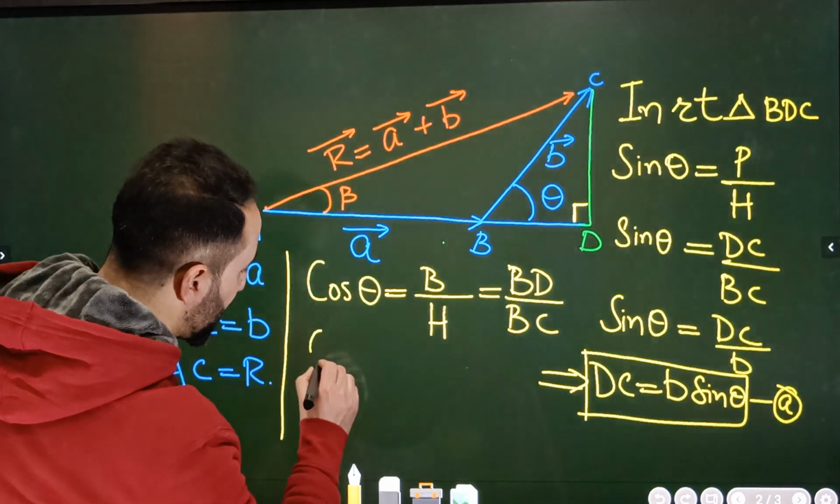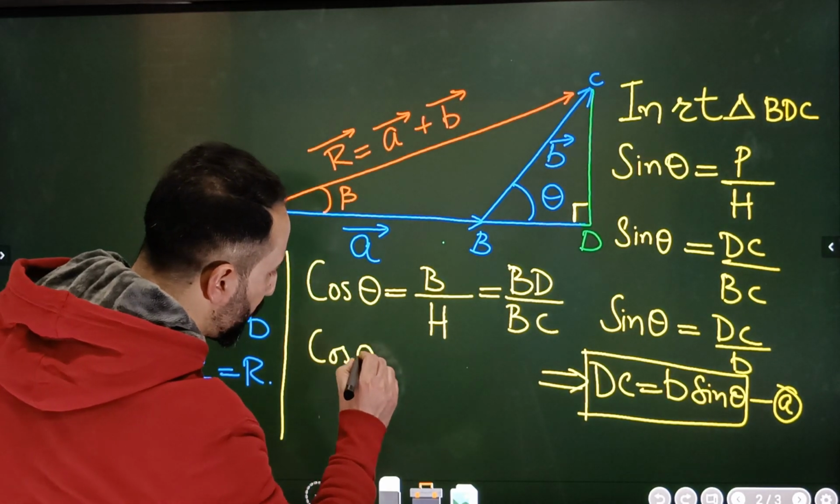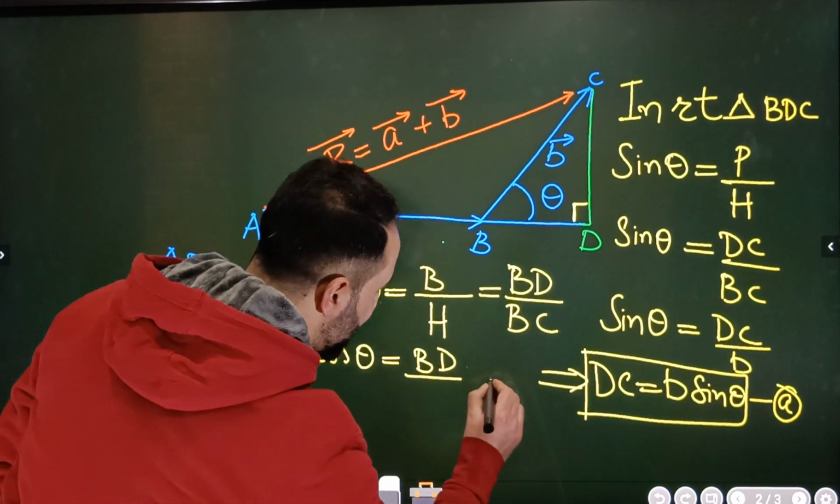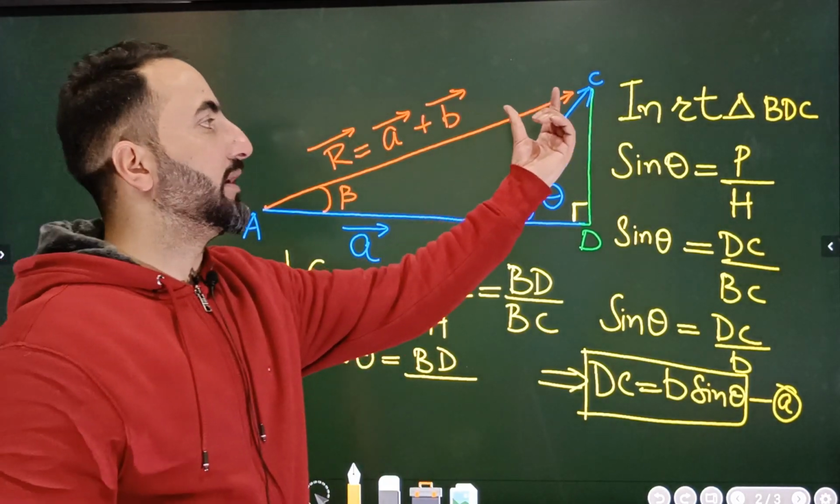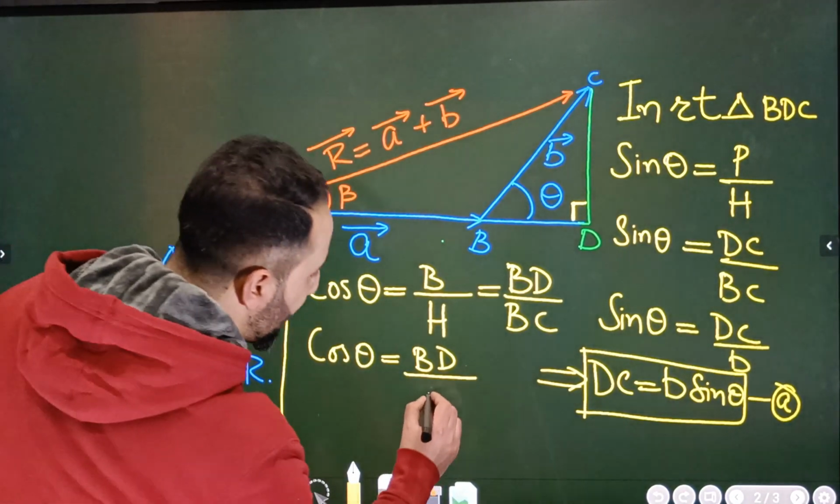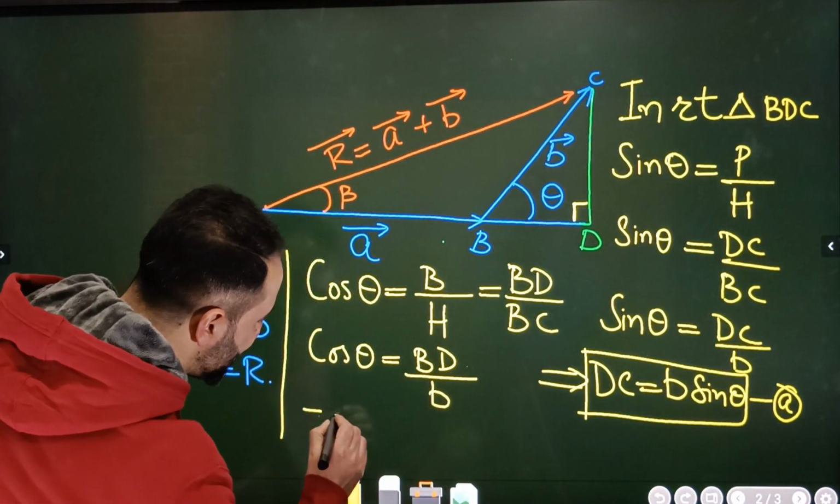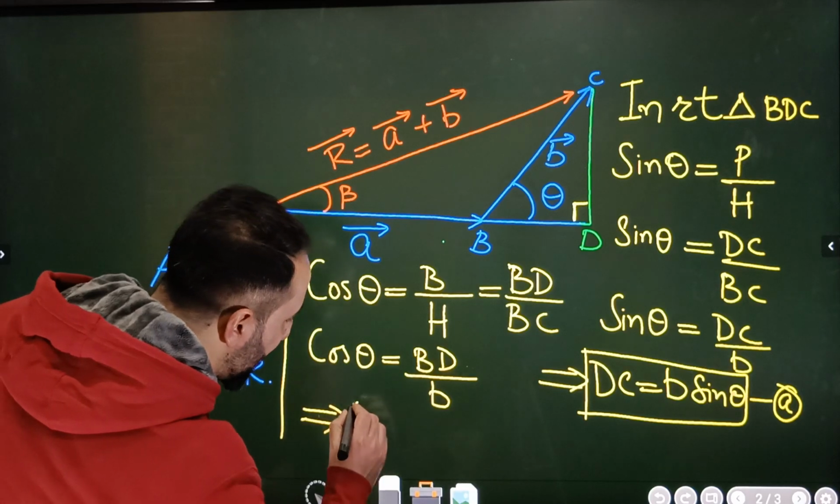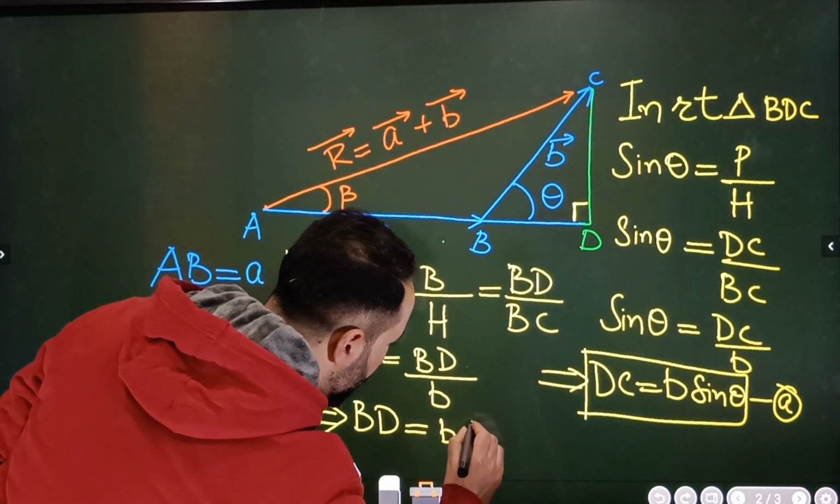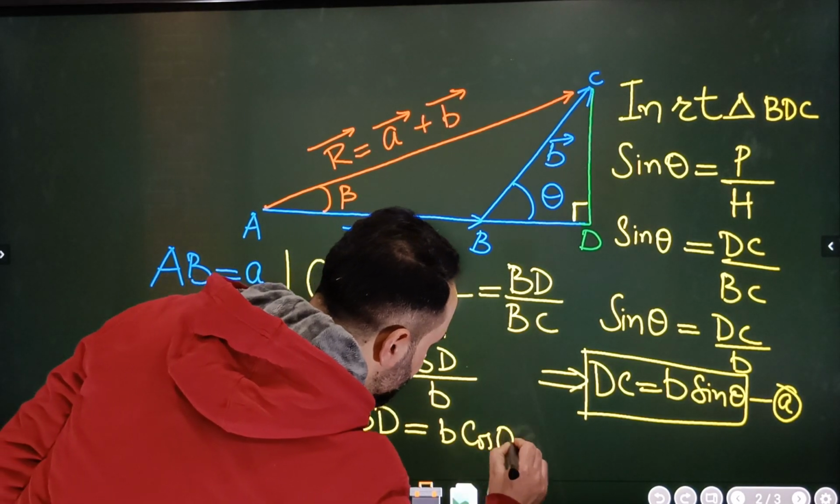So cos theta किसके बराबर आएगा बेटा? Cos theta आएगा बराबर बेटा BD. I will keep it as such. तो BC के बदले हम क्या लिखेंगे बेटा? BC के बदले हम B लिखेंगे बेटा. यहाँ मैंने mention किया बेटा BC is equal to B. So here I will write down B. All right. Now this implies that this BD is equal to what? It's equal to B cos theta. ठीक है ना बेटा? Simple बेटा.